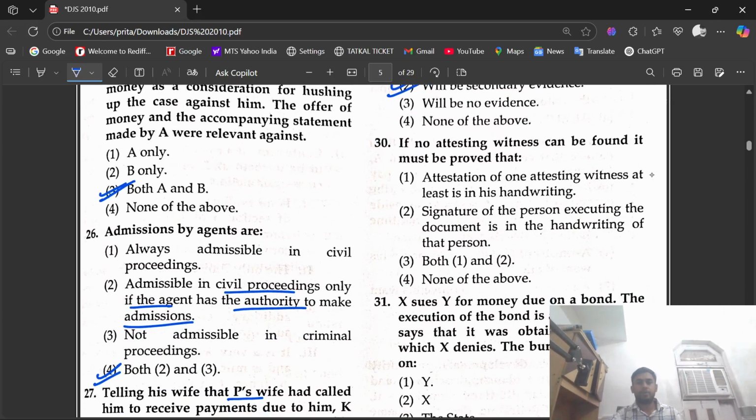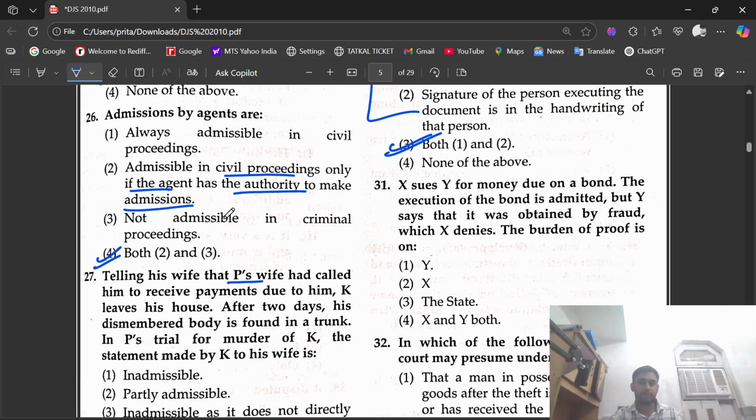Question number 30. If no attesting witness can be found, it must be proved that attestation of one attesting witness at least is in his handwriting, signature of person executing the document is in handwriting of that person, both first and second. The right option is both first and second. Question number 31. X sues Y for money due on a bond. The execution of the bond is admitted, but Y says that it was obtained by fraud, which X denies. The burden of proof is on Y.